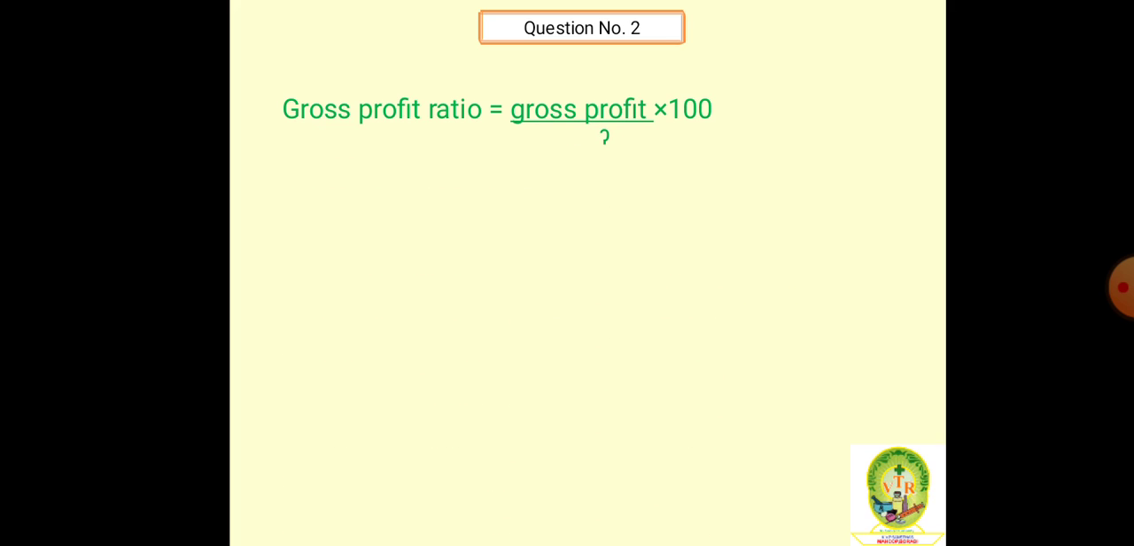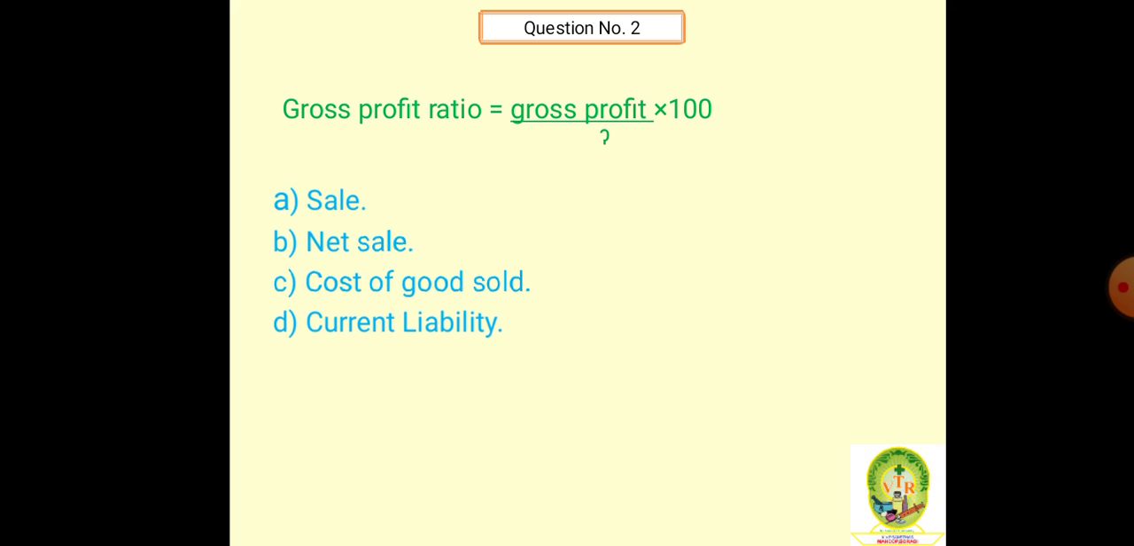Next question: gross profit ratio is equal to gross profit divided by question mark into 100. Right answer options are A. Sale, B. Net sale, C. Cost of goods sold, D. Current liability. Right answer is B.